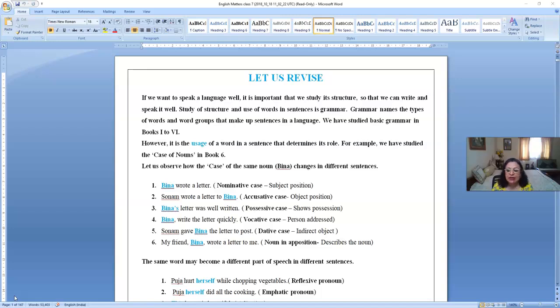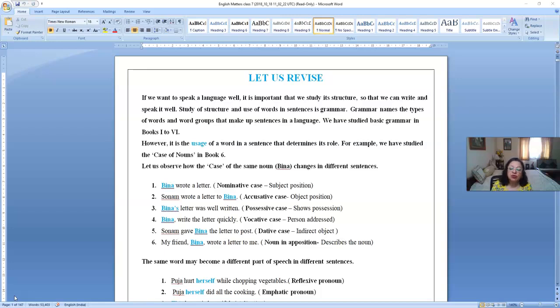Now, in the first sentence we have, Bina wrote a letter. Now, who wrote a letter? Bina wrote a letter. So, who's the subject? We are talking about Bina. So, Bina is in the subject position. That is why it's in the nominative case. Whenever the noun is in the subject position, it is said to be in the nominative case. You nominate a person. You nominate a subject.